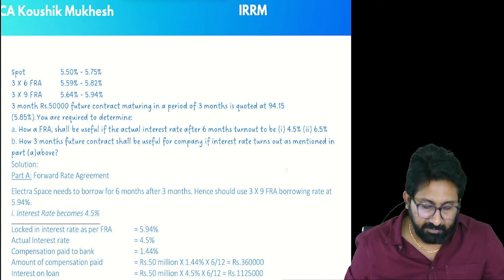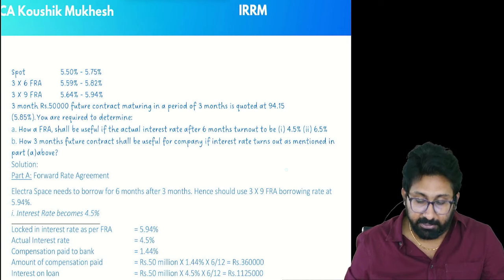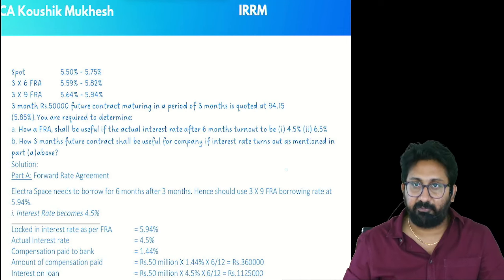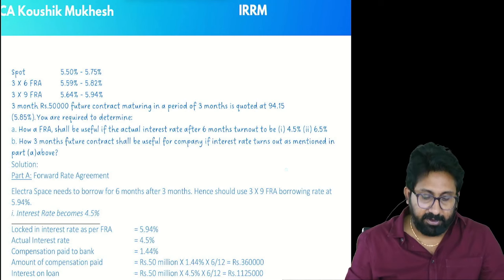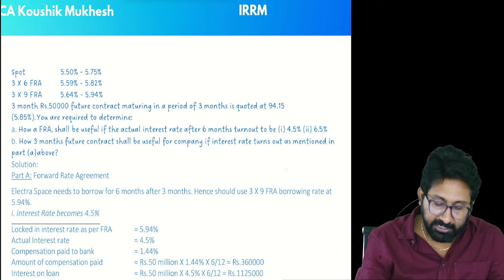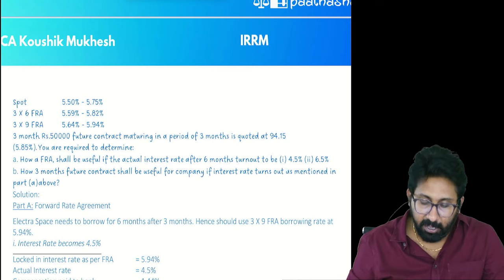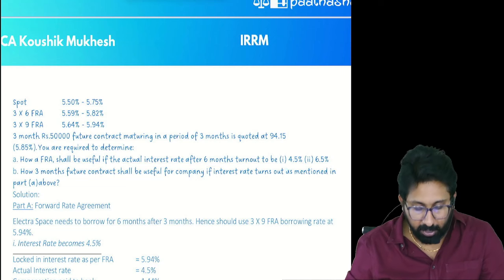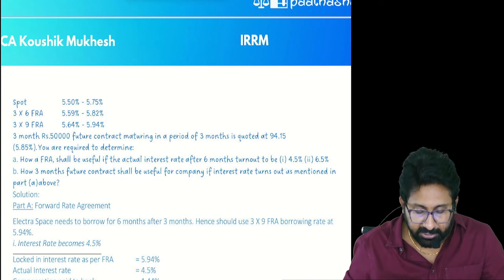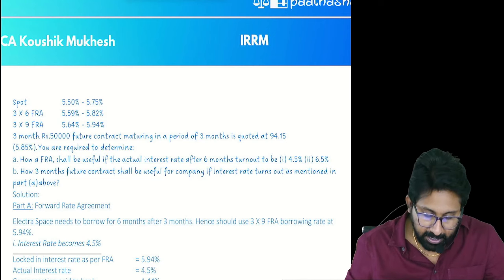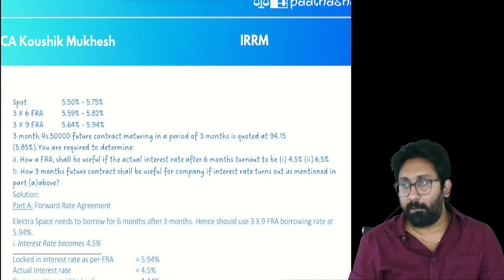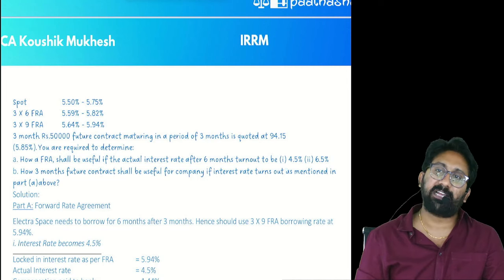The 3 month 50,000 future contract maturing in 3 months time is quoted at 94.15. You are required to determine how a FRA shall be useful if the actual interest rate after 6 months turns out to be 4.5 and 6.5. How shall the 3 month future contract be useful for the company if the interest rate turns out to be as mentioned in part A above? This is the question he is asking here.